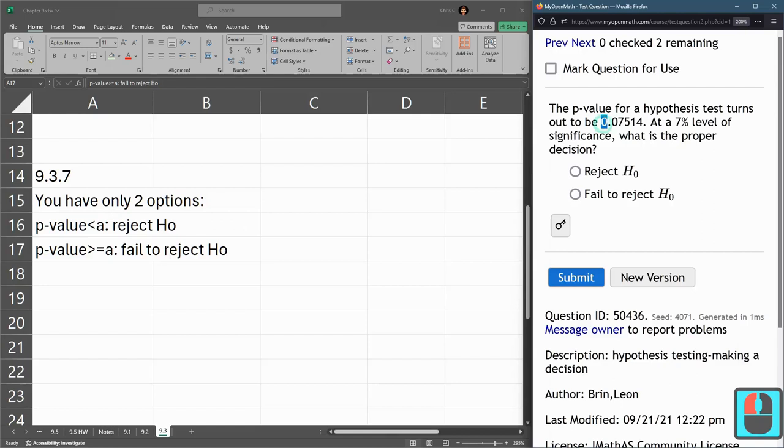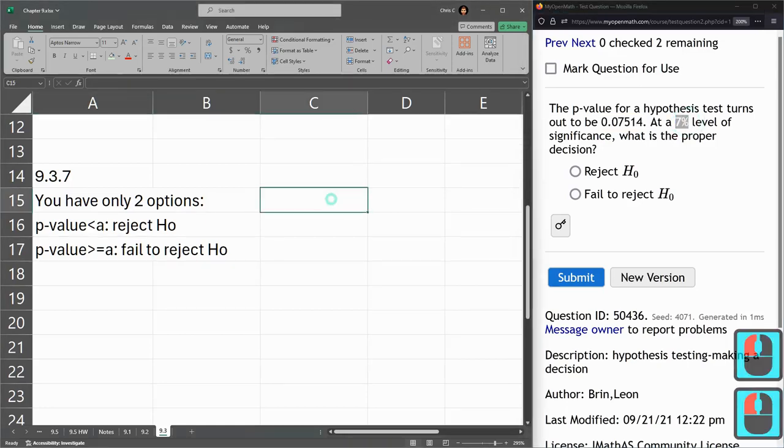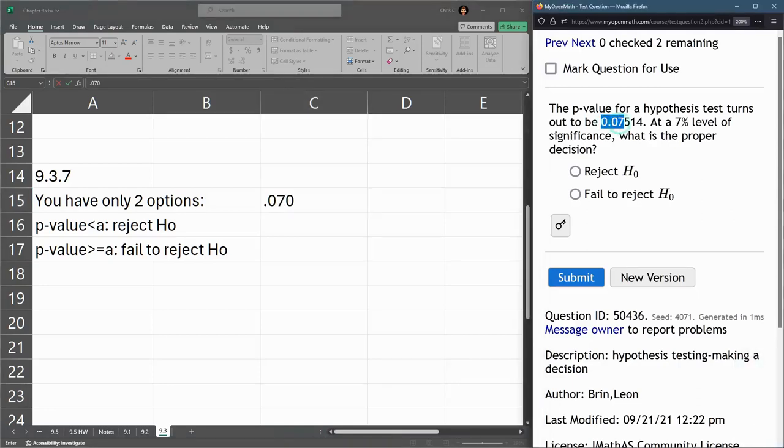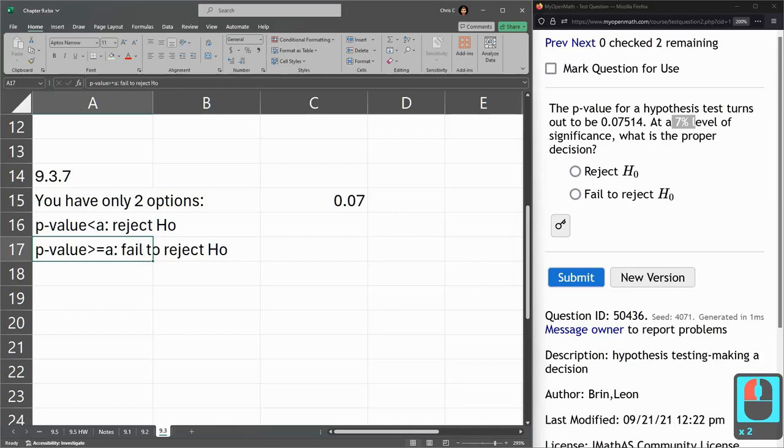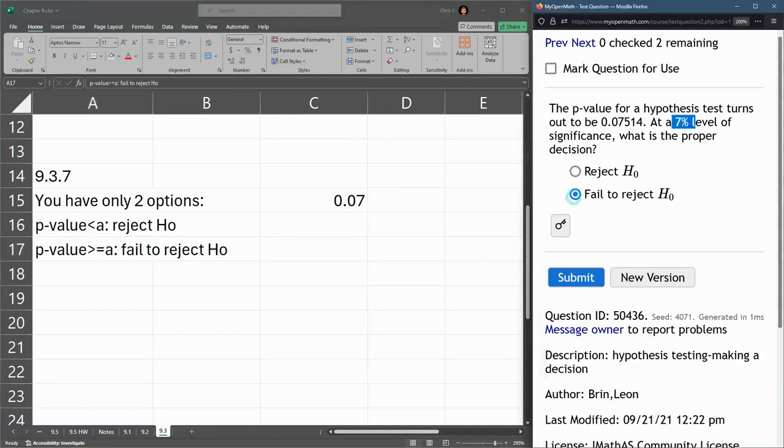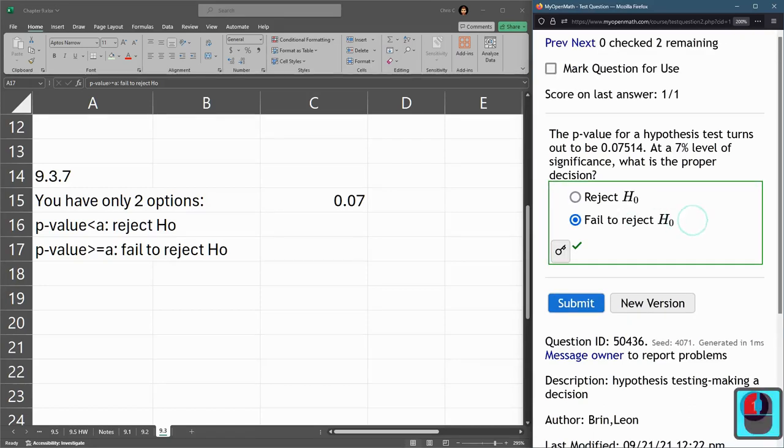In this case, they're super close. The p value is 0.075. Alpha is, I could type it here, 0.07. I could put a zero at the end to compare a little more easily, but in this case, the p value is just a little bit bigger than this percentage. So if the p value is bigger, we fail to reject H0. All right, so we fail to reject H0. That's all there is to this question.